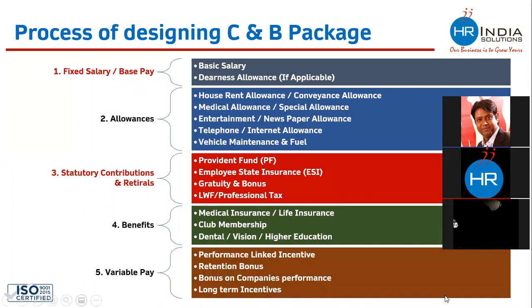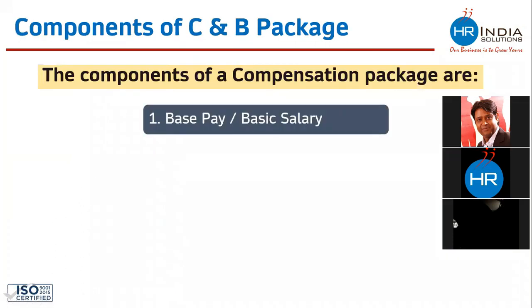So at the time of designing a compensation and benefit structure, we usually need to follow these 5 steps. What are these 5 steps? The first step is to decide the base pay of the employee. That could be the basic salary of the employee. And at the time of deciding the basic salary, always consider the minimum wage of the state.